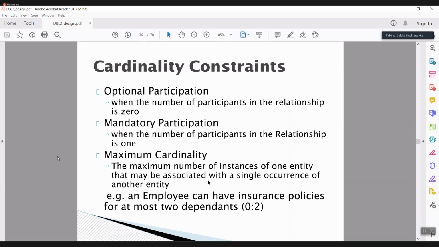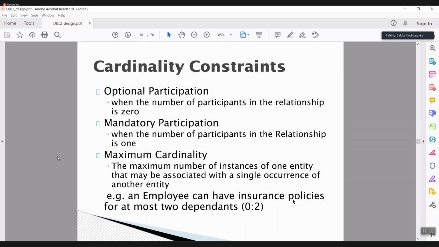And then there is optional participation. That means there might be a relationship, but there could be no participation from one entity. That is what we call optional, and in that particular case, the cardinality might be 0. In the case of mandatory participation, both entities should participate and the number of participants is 1. And then the maximum cardinality is the maximum number of instances of one entity that may be associated with a single occurrence of another entity. This is how we divide.